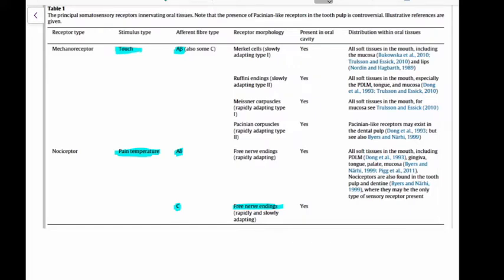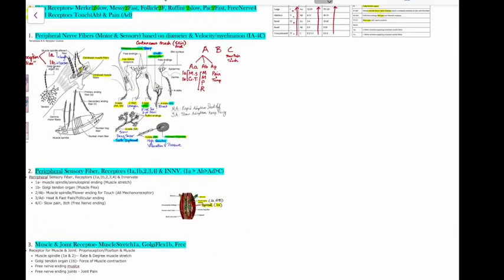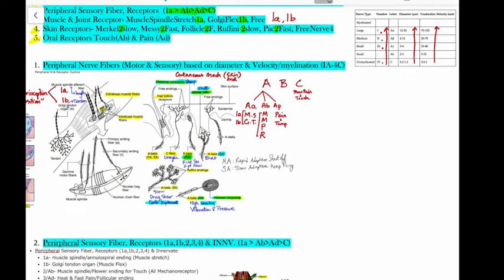Going back to touch, in the oral cavity we have the same receptors that we found in the skin, like the Merkel cells, Meissner corpuscle, Ruffini endings, Pacinian corpuscles, and once again the slow adapting ones are very similar, and the rapidly adapting ones were similar to each other. So this should be everything about peripheral nerve receptors. We talked about the stimulus, we talked about the peripheral nerve fibers and what they do.